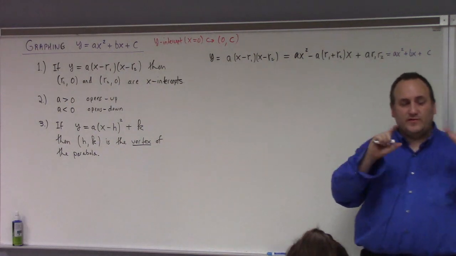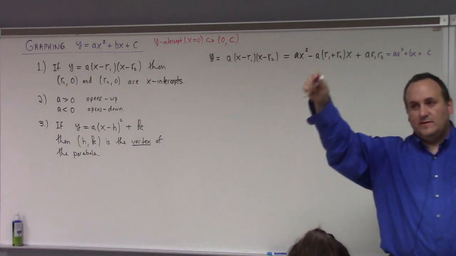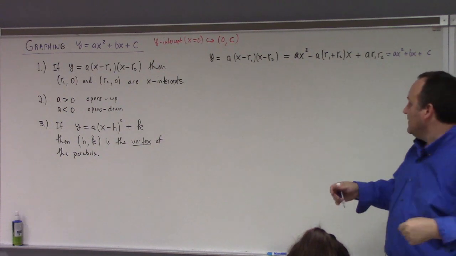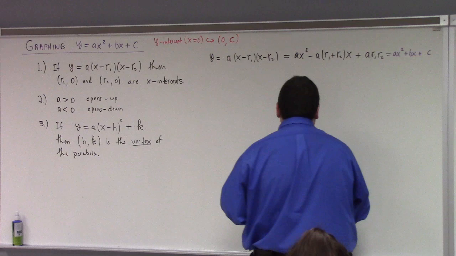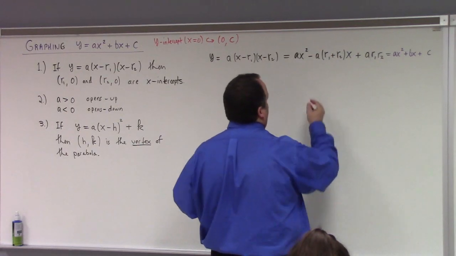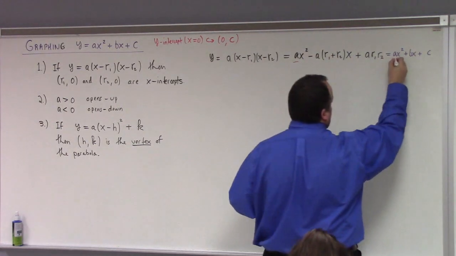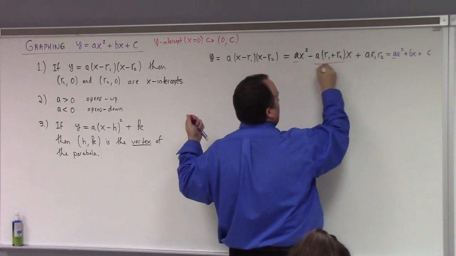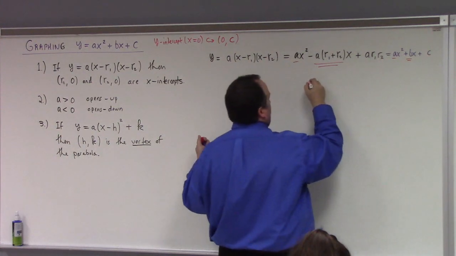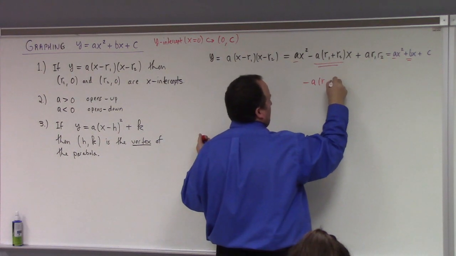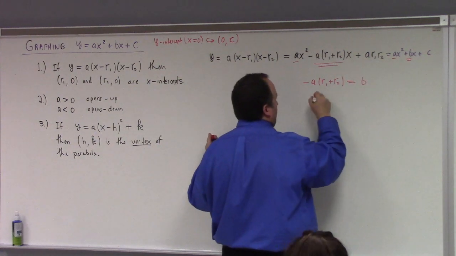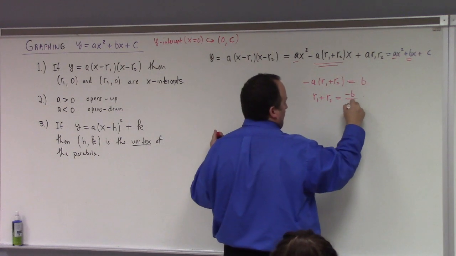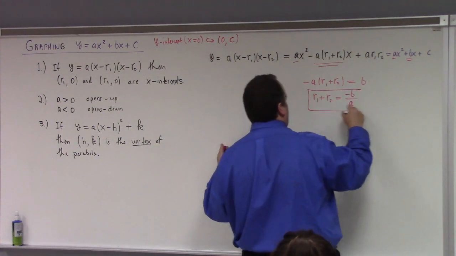Equating coefficients. Two polynomials are only equal if they have the same x squared coefficient, the same x coefficient, the same constant coefficient, right? This is a principle we can always use. So when I compare these two, I compare the coefficient of x squared. A equals a. No one cares, right? How about this one, though? This equals that. What's that tell me? That tells me minus a times the sum of the roots is equal to b. Or in other words, the sum of the roots, r1 plus r2, is equal to minus b over a. Hooray! That's a nice formula.